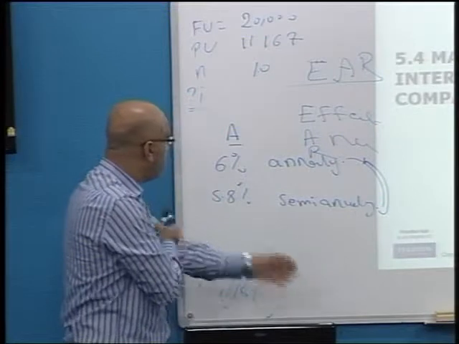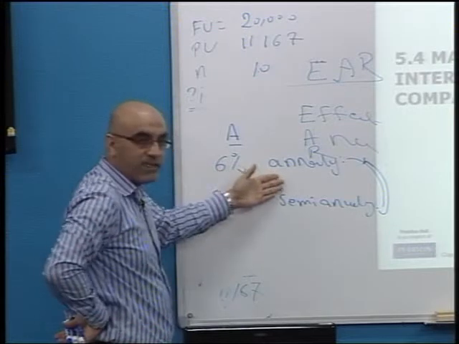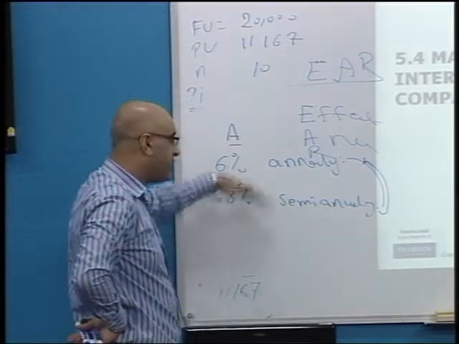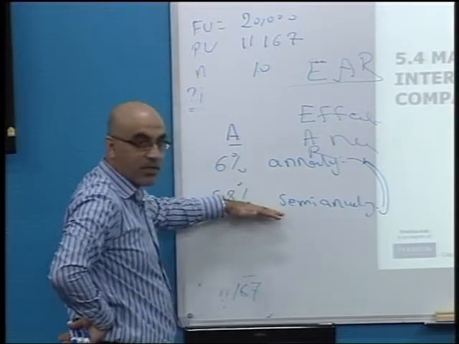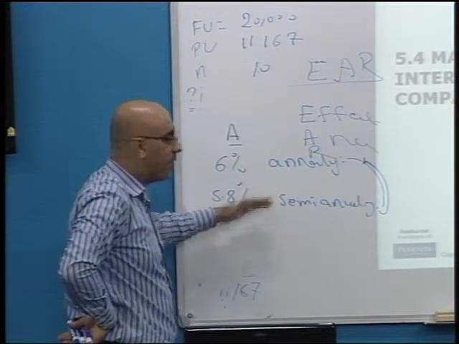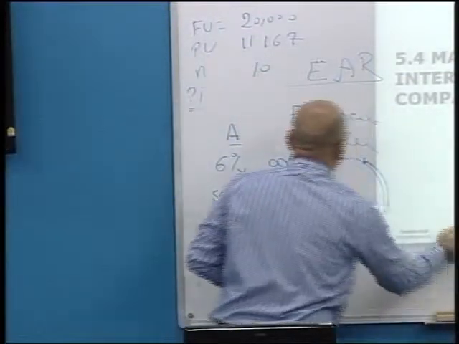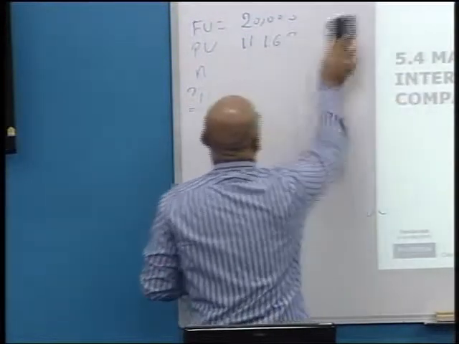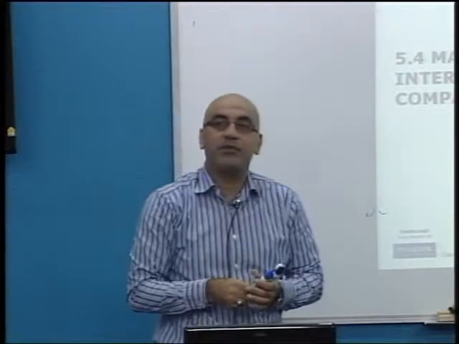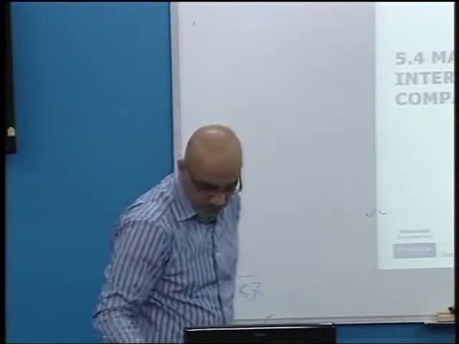Because here we cannot judge on two different measures. This is 6% annual, and this is 5.8% semi-annual. So what we can do is standardize this and make it annual. Then we can say that the 6% is larger than the 5.8%. So this is the case in making interest rates comparable. We can compare two different interest rates even if they have different standards.